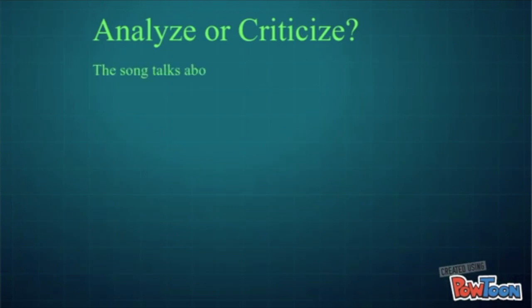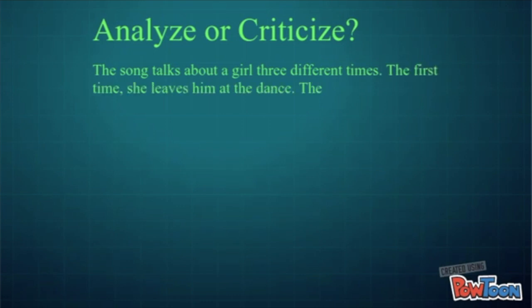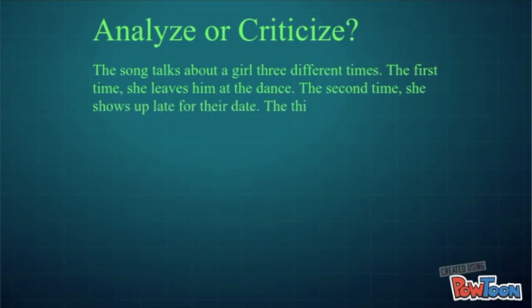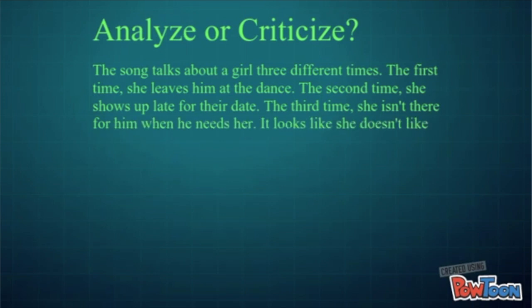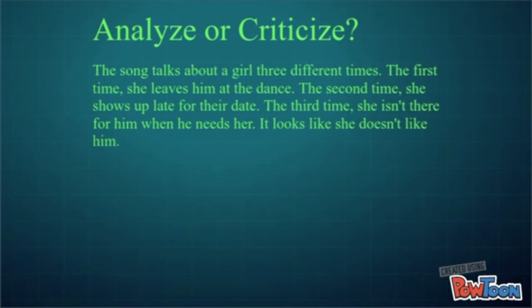The song talks about a girl 3 different times. The first time, she leaves him at the dance. The second time, she shows up late for their date. The third time, she isn't there for him when he needs her. It looks like she doesn't like him. Is this analyzing or criticizing song lyrics?